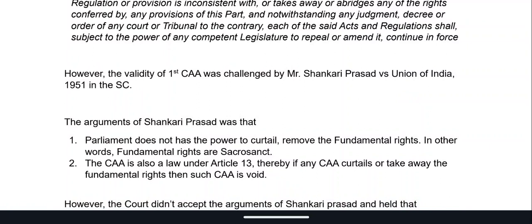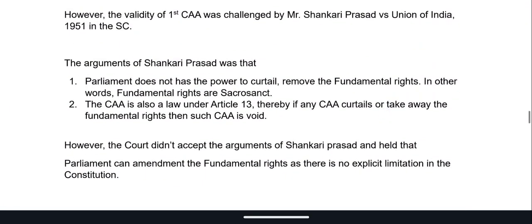The other one was, does parliament have the power to impose restrictions or abridge, which once again means restricting the scope of the right? Removing or changing the fundamental rights, can parliament have that power? These are the questions or points of analysis in the Shankari Prasad case.